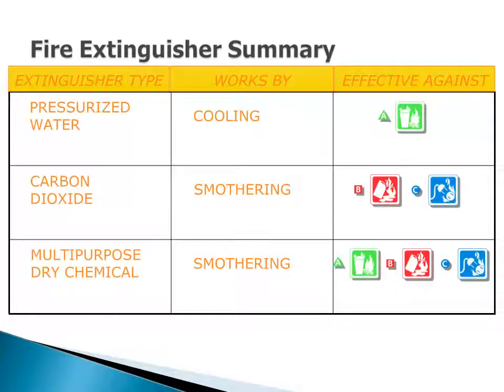Fire extinguisher summary. Pressurized water, by cooling method, affects solids, class A. Carbon dioxide, by smothering, class B and class C fires. Multi-purpose dry chemical, by smothering, used on A-type, B-type and C-type fires.